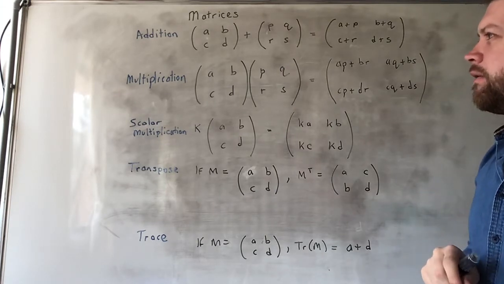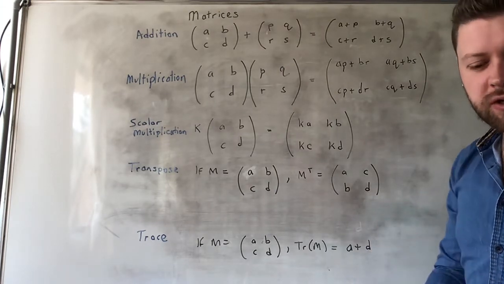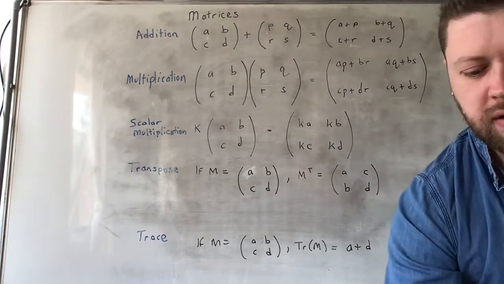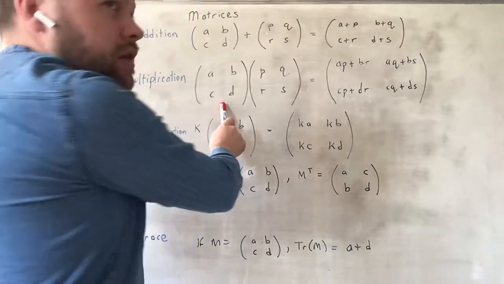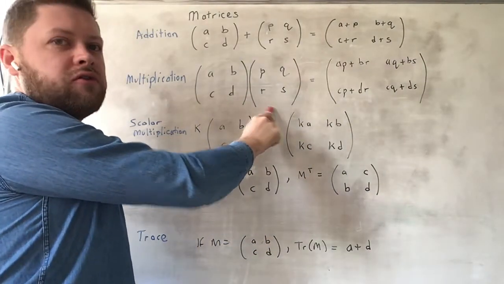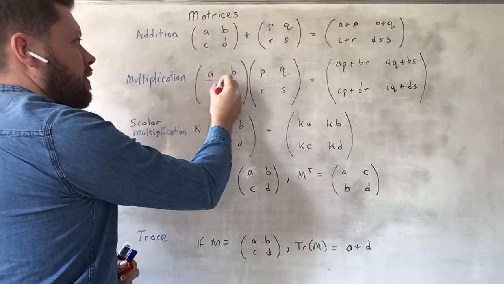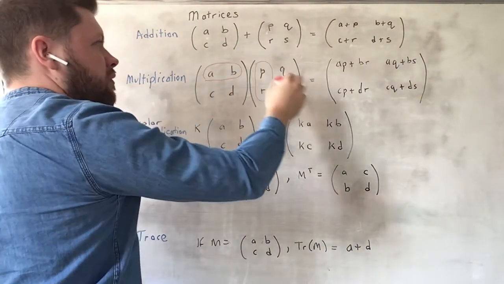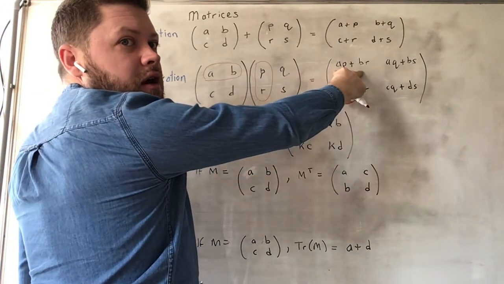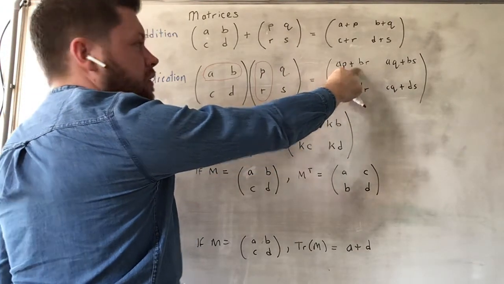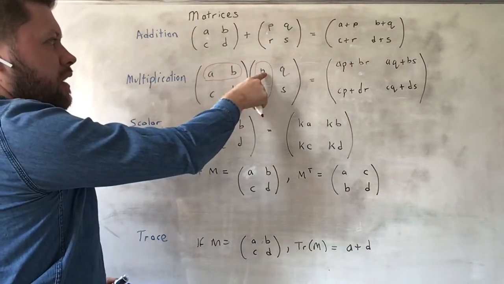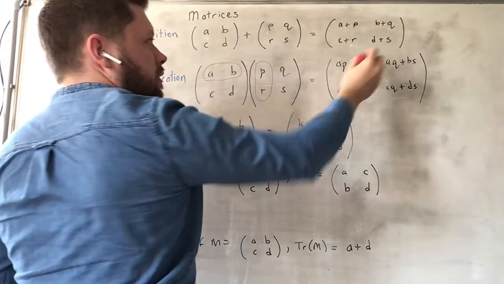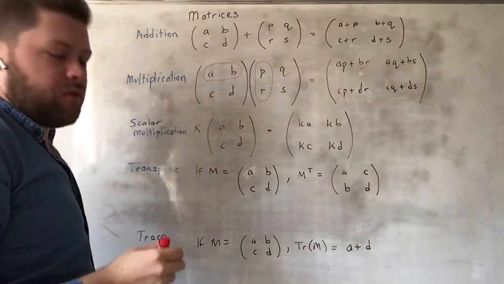Okay, we've looked at matrix multiplication already, but let's just quickly look at it again. So if you have this 2 by 2 matrix multiplied by this 2 by 2 matrix, you first take the row of this one and multiply by the column of this one. That gives you the first element of this multiplied matrix. So it will be A times P plus B times R will give you this first one. Okay, and then you go down through the rest of it the same way.